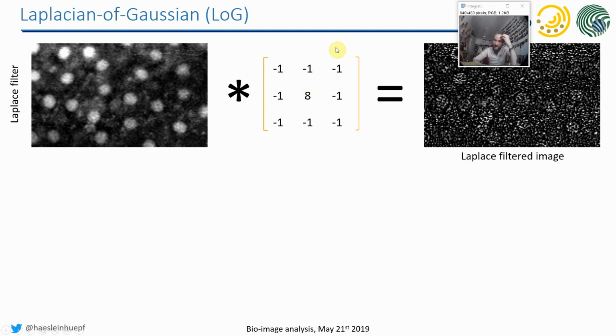So this is the Laplace filter expressed as a kernel matrix. And when you take this image and you convolve it with this kernel matrix, you get that image out. And you may say, okay, what do I do with that? So that's the Laplacian of the original image.